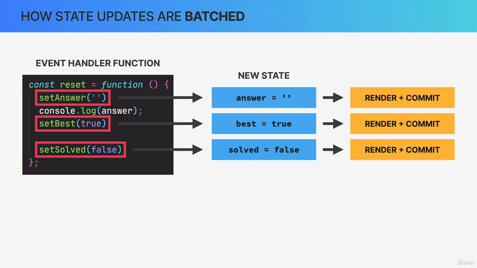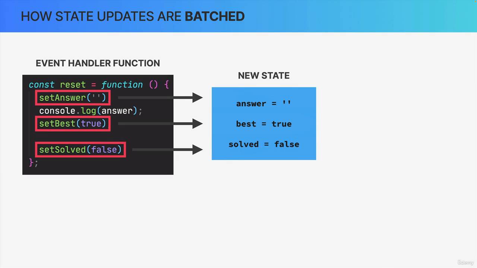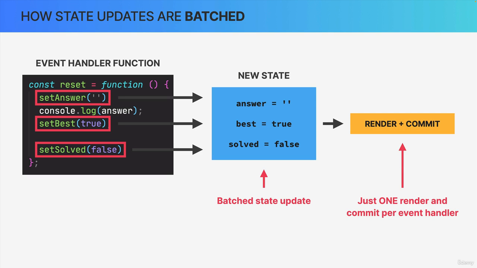However, this is actually not how it works. So this is not how React updates multiple pieces of state in the same event handler function. Instead, these state updates will actually get batched into just one state update for the entire event handler. So updating multiple pieces of state won't immediately cause a re-render for each update. Instead, all pieces of state inside the event handler are updated in one go. So they are batched. And only then will React trigger one single render and commit.